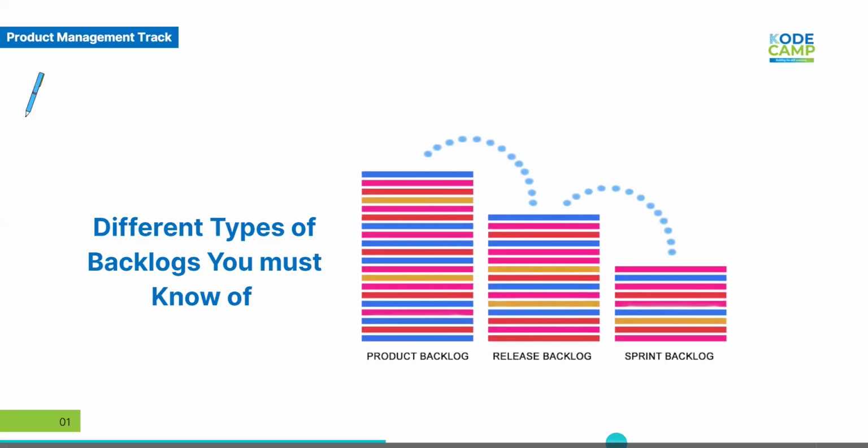Now, the product backlog is for vision. Please let's take note of this. The product backlog is for vision. The release backlog is for delivery of goals. And the sprint backlog is for execution. Please let's take note of these things.